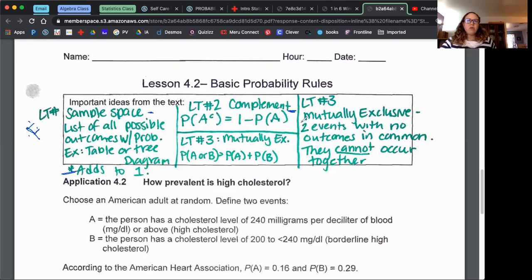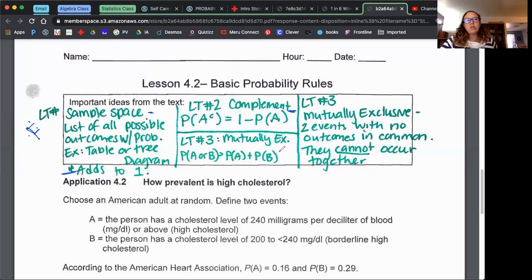And then our third learning goal was about things being mutually exclusive. So let's talk about the definition first. If something is mutually exclusive, the two events have no outcomes in common, meaning they cannot occur together. So mutually exclusive events would be male or female. But a not mutually exclusive event might be a male with blue eyes.